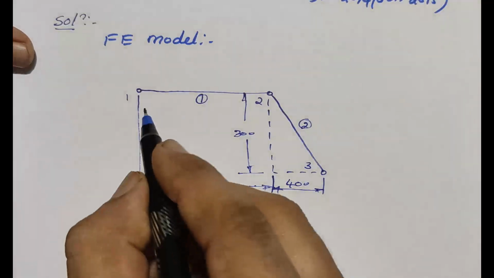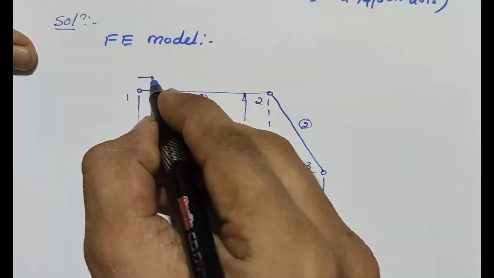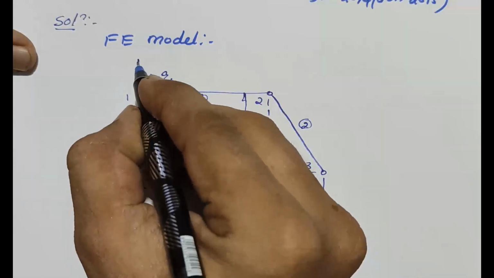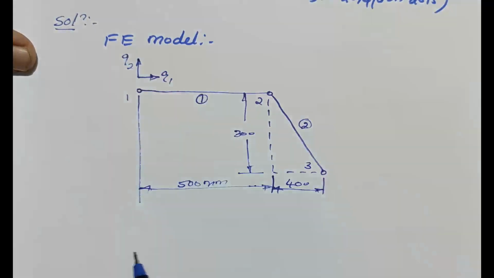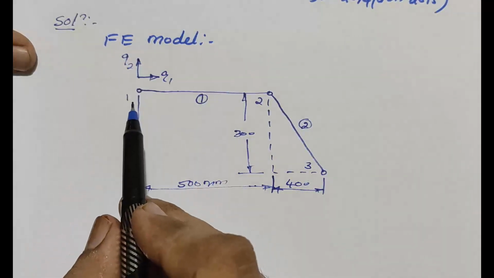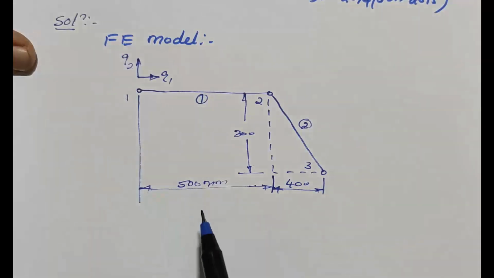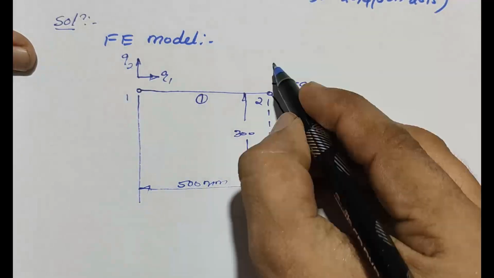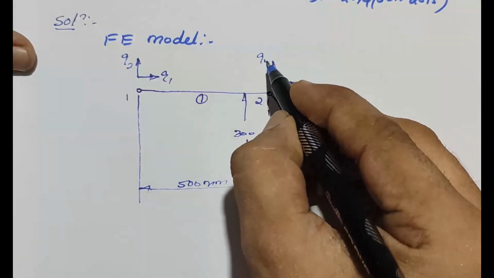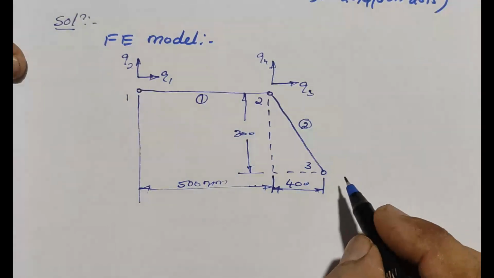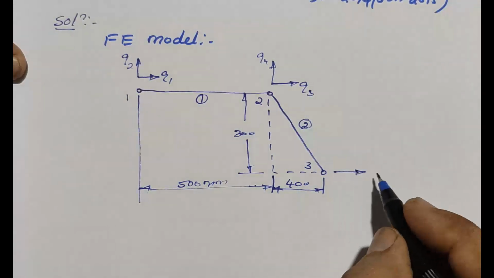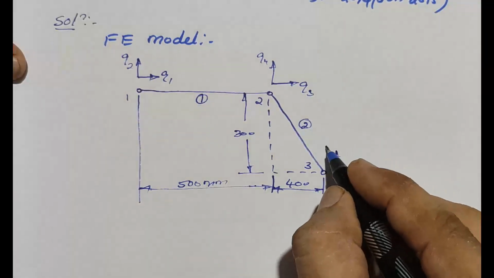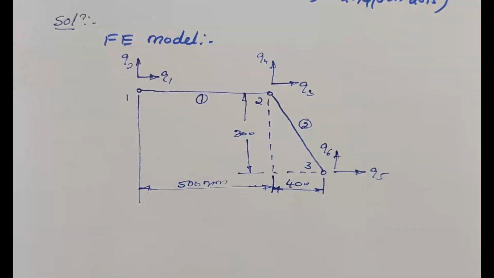So for the first node, the displacement in x direction I will take as q1. Similarly in y direction we will take it as q2. So q1 and q2 are the displacements for node number 1 in x and y direction. Similarly for node number 2 I will take q3 displacement in x direction and q4 displacement in y direction. Similarly for node number 3, displacement in x direction is q5 and displacement in y direction is q6. So these are the nodal displacements.